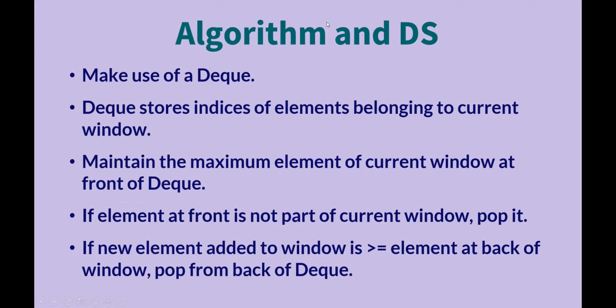The new element being added to the window, if it is greater than the element which is at the back of the deque, what it means is the element at the back is no longer a maximum element because we have a number which is greater than it, coming in newly. So we'll have to remove that element which is present at the back and make way for the new element which is coming in. So until the element at the back becomes greater than the element which is coming in, or the queue becomes empty, we keep popping out from the back. So these are the 3 steps to our algorithm. Now let's look at a dry run with an example.